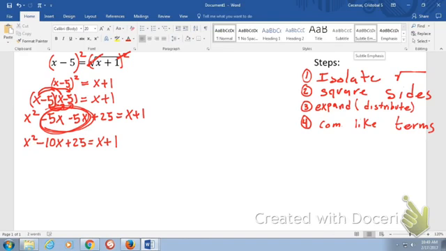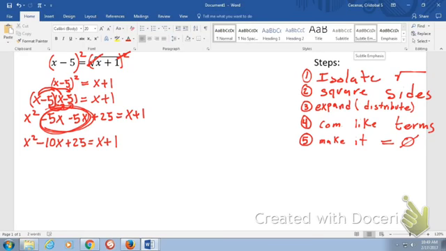Now remember, our goal is to get x is equal to and x is equal to, because we're going to find 2 solutions. So in here, the next step for us to do that is make everything equal to 0. So step number 5. Make the equation equal to 0, right?